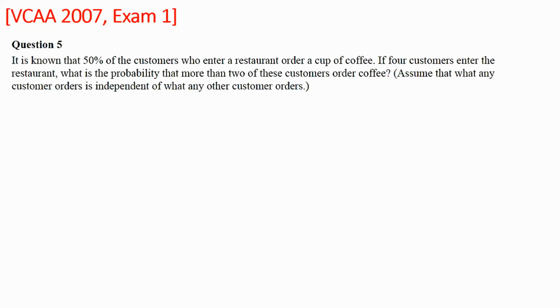Think about it. What is your success? What is your failure? What's your N? What are you testing? What's your trials? How's it being repeated? And then what are you looking for? What you're looking for is generally the hint of what your success is. In our case, it says, what is the probability that more than 2 of these customers order coffee? More than 2 order coffee. That's a big hint what your success is.